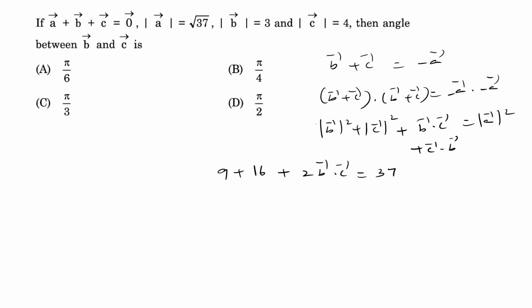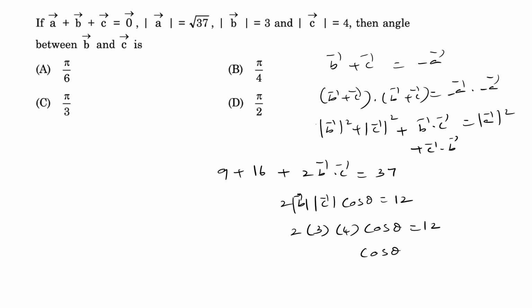Magnitude of A square is 37. So we get 2 times B dot C, which is magnitude of B magnitude of C into cos theta, is equal to 37 minus 25, which is equal to 12. So we get 2 into magnitude of B is 3, magnitude of C is 4, into cos theta is equal to 12. So we get cos theta is equal to 1 by 2. That means theta is going to be pi by 3. So the answer is option C.